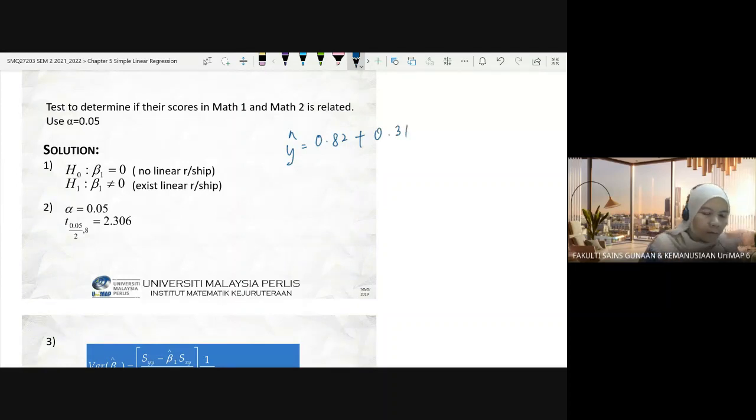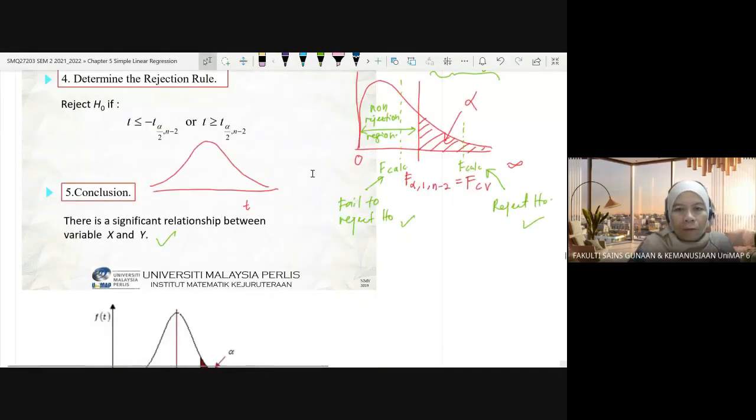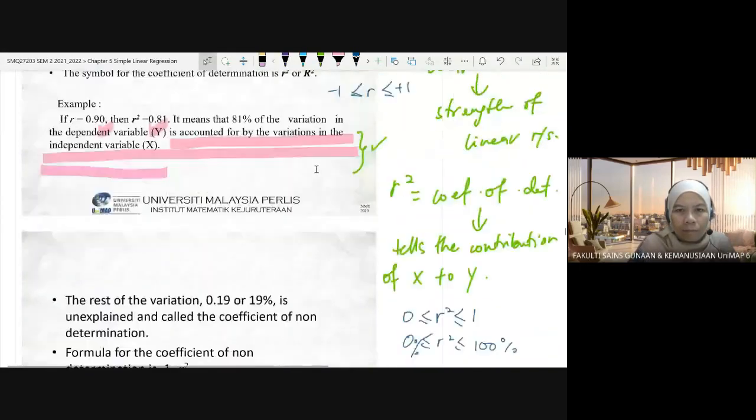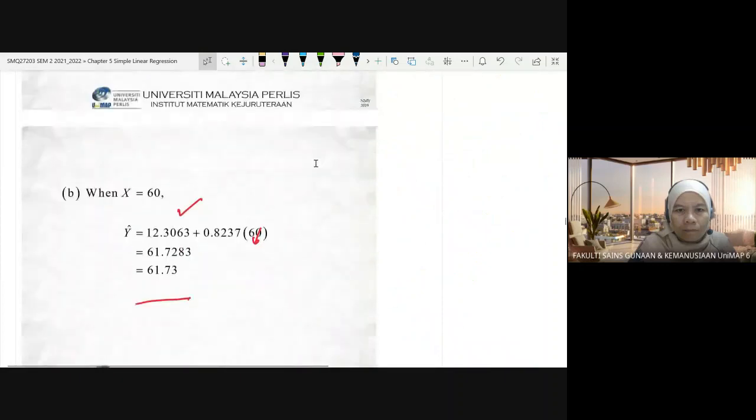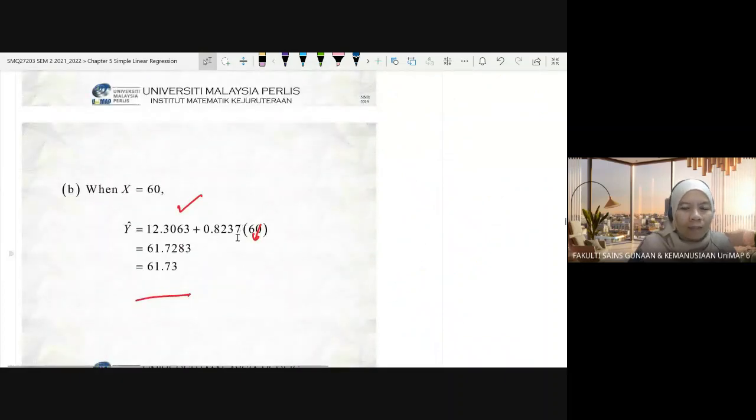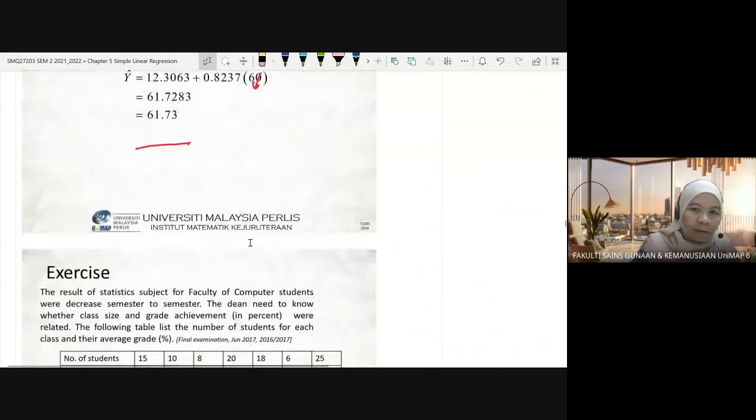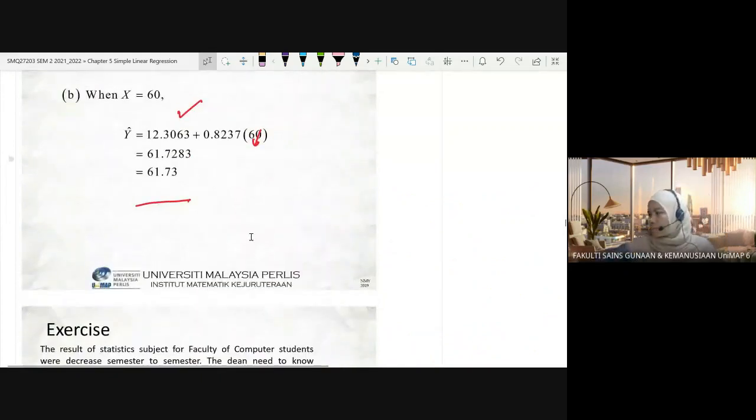0.31 ke? Saya silap ke? This one is X. 8231. 12.3182. Oh, terbalik. 12 point. Daripada saya lupa.